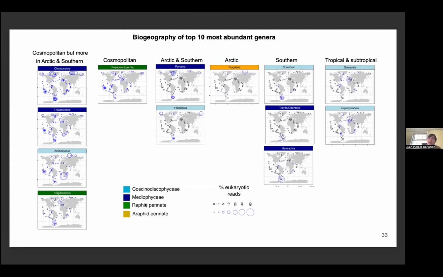Other genera like Porosira and Proboscia were detected exclusively at high latitudes in the Arctic and Southern Ocean. Others like Fragilaria were exclusively detected in the Arctic, whereas Corethron, Trieres, and Hemiaulus were exclusively or mainly detected in the Southern Ocean. And finally, some genera like Guinardia and Leptocylindrus were prevalent in tropical and subtropical regions.